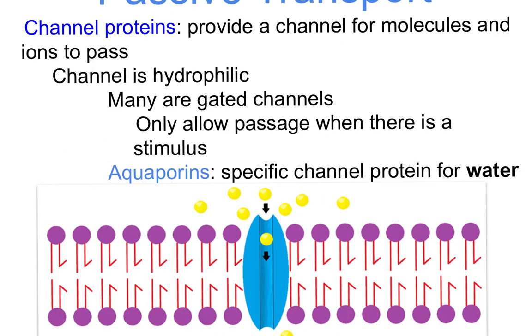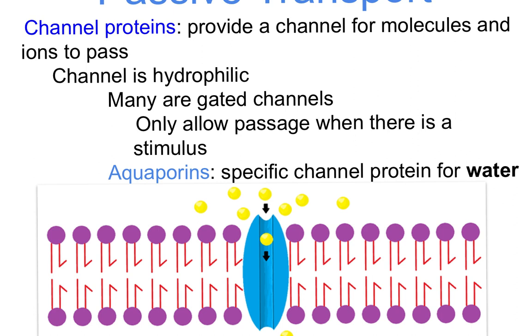So these channel proteins provide a channel for molecules and ions to pass through. And this channel is hydrophilic. Many are gated and have a certain system to them. They only allow passage when there's some sort of stimulus, or they're prompted somehow.